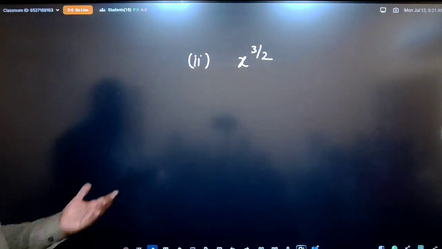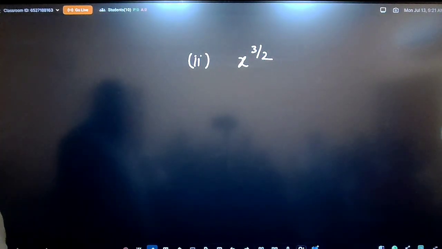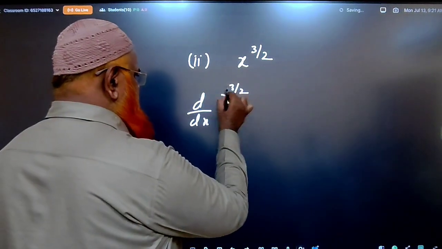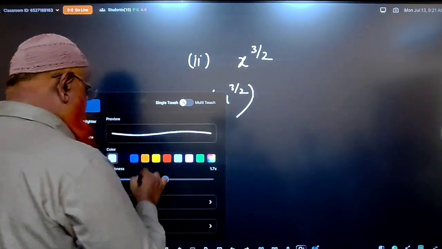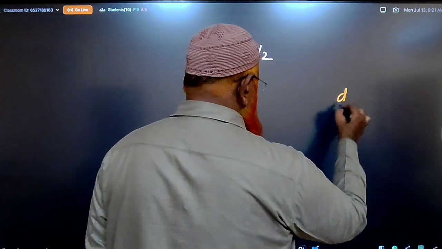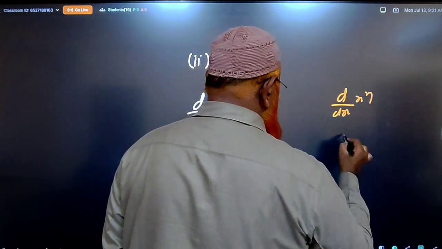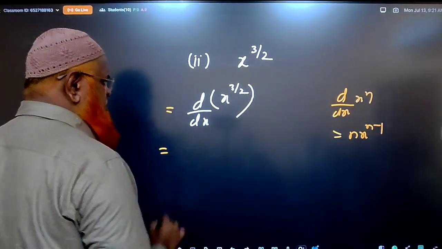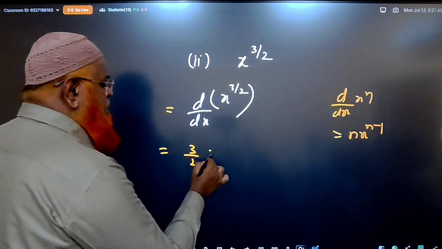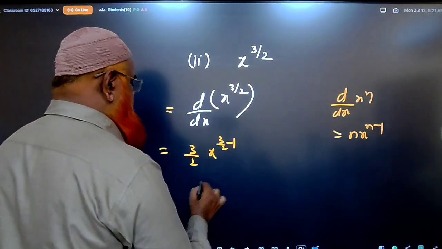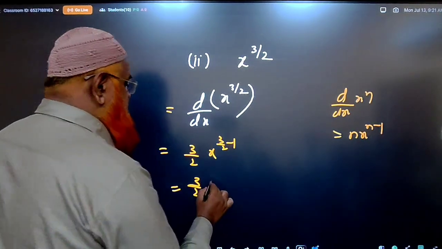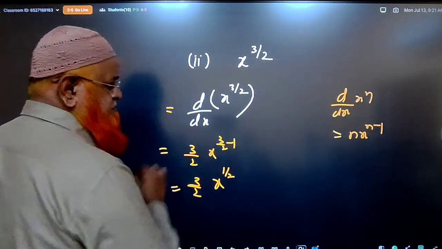Okay, so what is the differentiation of x power of 3 by 2 with respect to x? So what is the formula here? If you want to differentiate d by dx of x power of 3 by 2, according to our formula, d by dx of x power n is nothing but n x power of n minus 1. So here, what are we going to write now? 3 by 2 into x power of 3 by 2 minus 1, which can be taken as how much? 3 by 2, x power of 1 by 2.